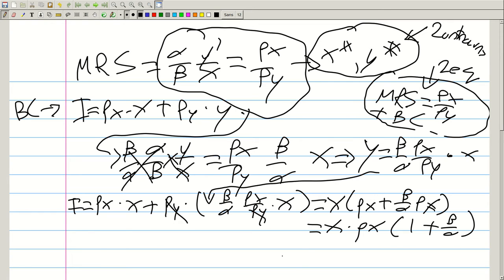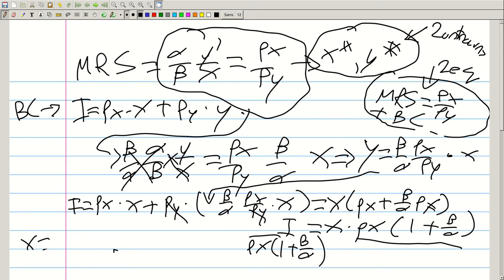Okay, so now recall that this is all equal to income. So what I'm going to do is divide on both sides by px, 1 over alpha plus beta. And so what does that give me?